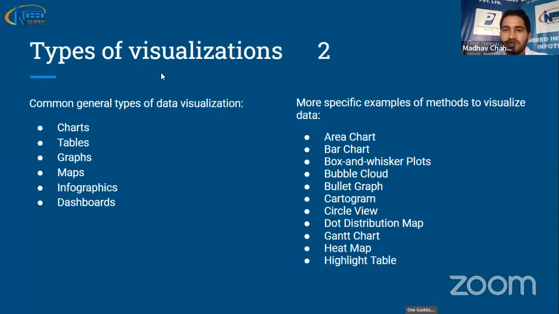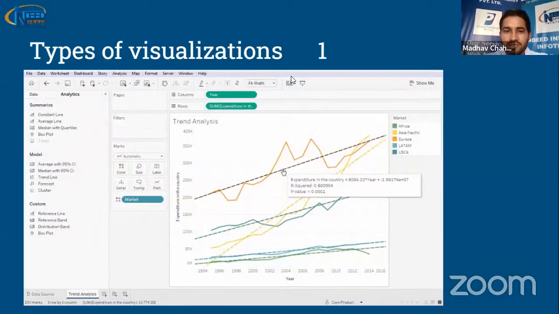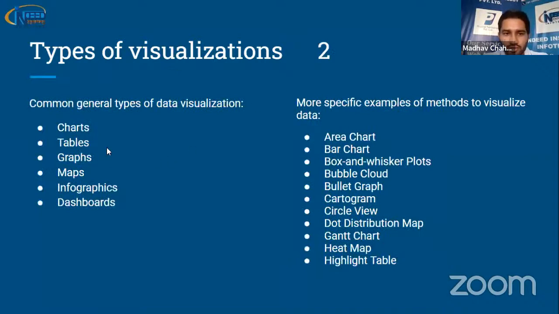So this is types of visualizations, slide 2. The earlier one was slide 1 of that. There are common, or we can say general, types of data visualization that can be achieved using charts or tables, graphs, maps, infographics, or dashboards. In charts, we have two different kinds of charts, or maybe we can use other charts as well. But to name a few, we have area chart, bar chart, then tables, graphs, maps.